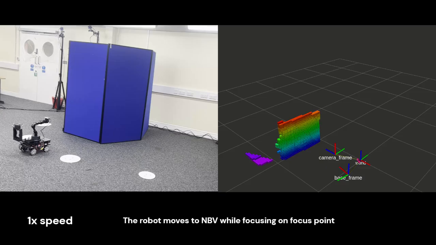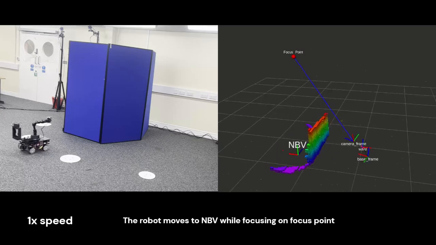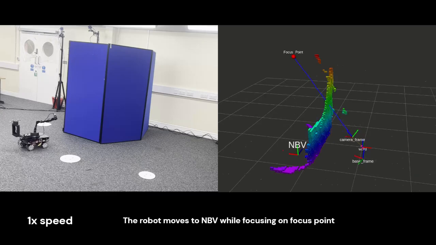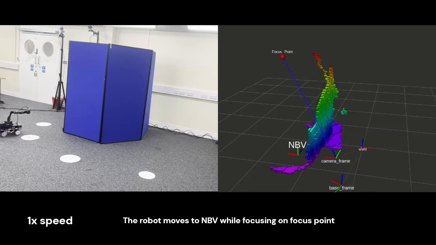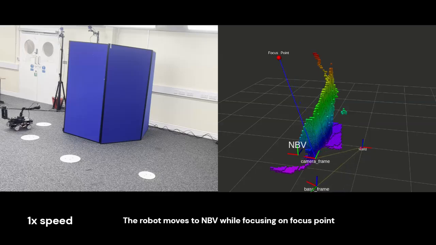The first NBV and focus point are determined. The robot moves toward the NBV while focusing on the focus point. It avoids the obstacle and circulates around it. Once the robot has moved far enough, a new focus point is calculated. The robot stops focusing on the focus point to prioritize reaching the NBV.